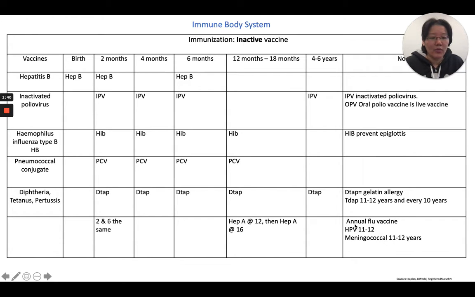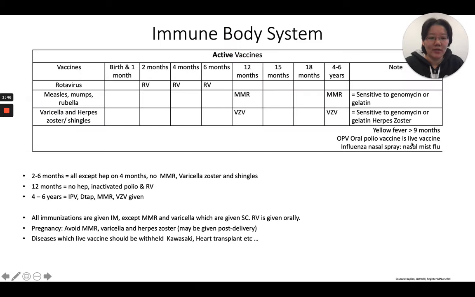The same applies here. The annual flu vaccine is an inactive vaccine, but if you give it as an influenza nasal spray, nasal mist flu, then that's an active vaccine. Why do we need to know active and inactive vaccines? Because there are certain groups of people that we cannot give active vaccines to, like pregnancy, Kawasaki, heart transplant, etc. So here is the list of the active vaccines, and those two as well. Those three.